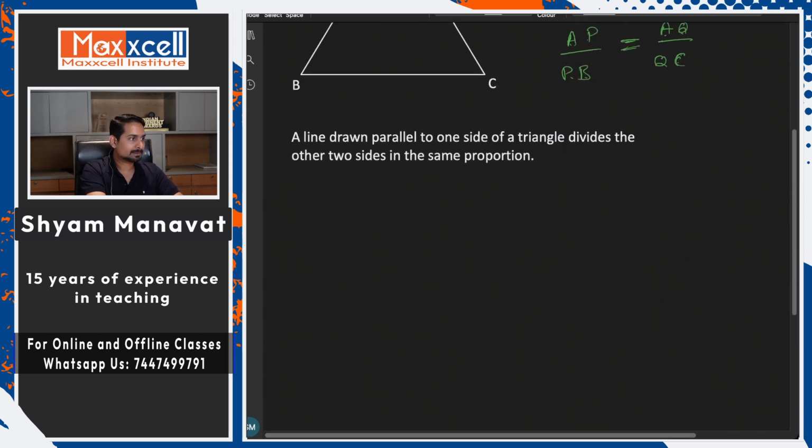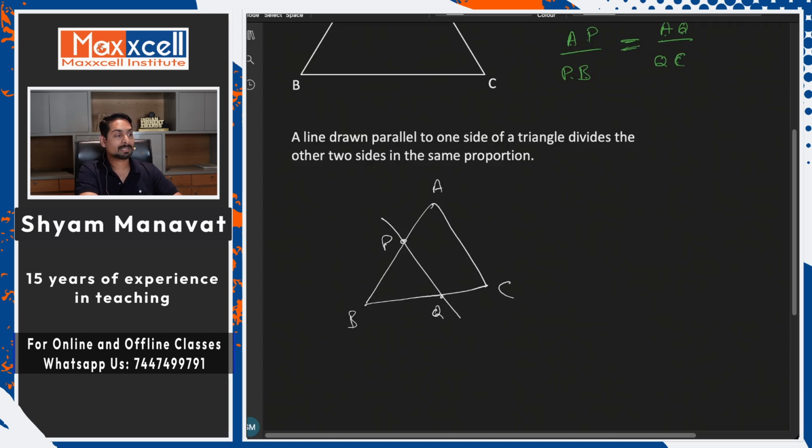समझ में आपको? Shall we try this again? Say you got a triangle ABC, and you got a line which is parallel to one of the sides. So here let's say this is P and this is Q. It divides the other two sides in the same proportion. So PQ is parallel to AC. It divides the other two sides in the same proportion. So this will get you BP by PA is equal to BQ by QC in the same proportion.